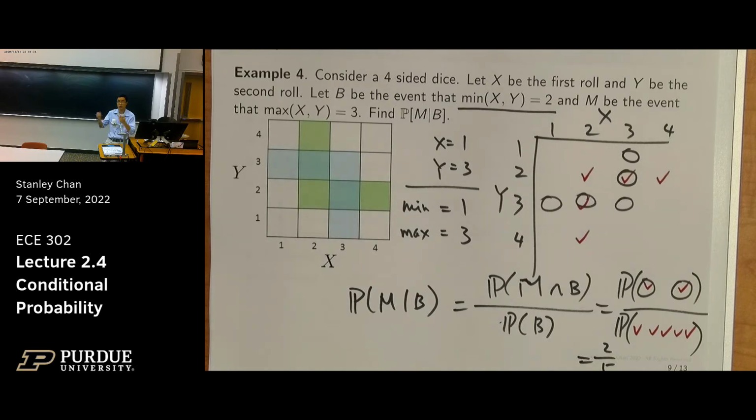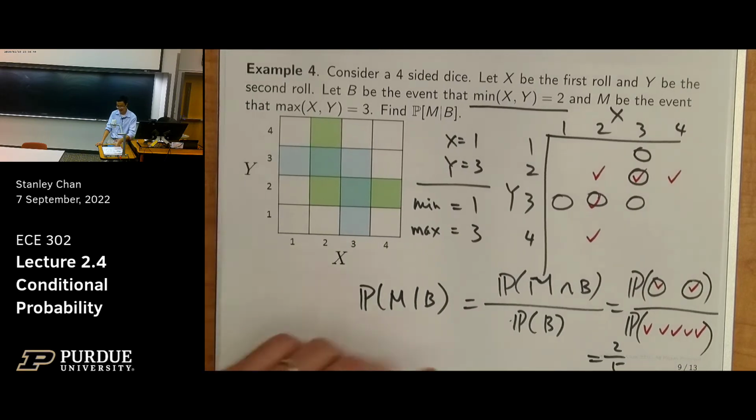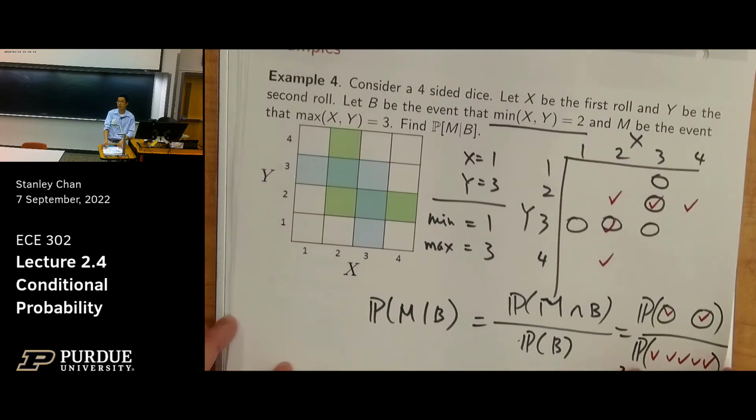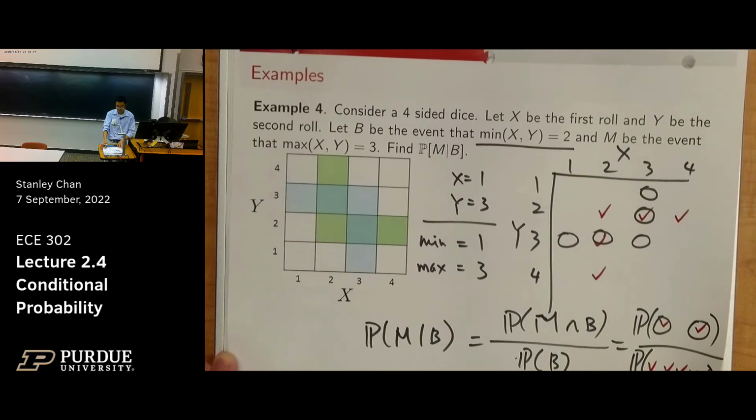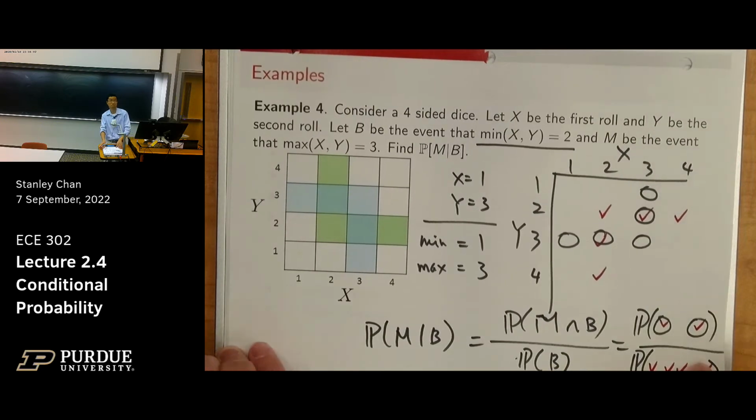Now you can go home and do the same exercise and try the probability of B given M and see if they're the same. It could be the same, but just looking at this diagram, I can tell you they're the same because there is a symmetry going on here. But in general, B given M and M given B are not necessarily the same. But in some cases, they can be the same. It depends on how you set up the problem. Okay? Good?